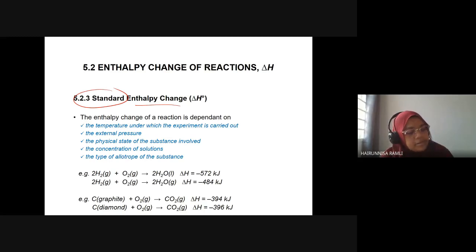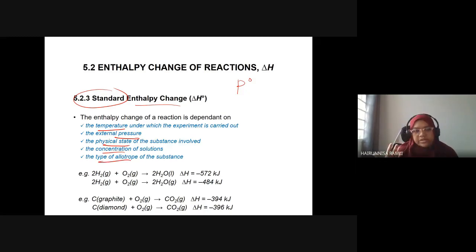Previously, for vapor pressure, P pure, we mentioned that it is pure. But pure is basically the standard, meaning its value is constant at that specific temperature. Similarly here, standard means there are standard conditions they need to follow and it will not change. That is its value. This enthalpy change of reaction is dependent on temperature, pressure, physical state, concentration and type of allotrope. I think temperature is not an issue.